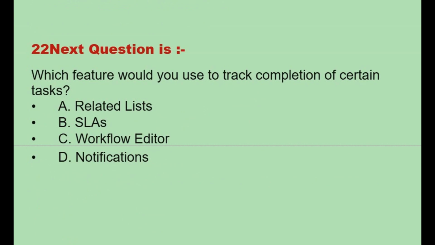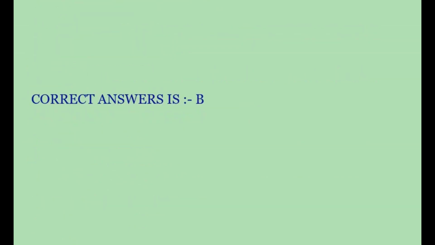Question is, which feature would you use to track completion of certain tasks? Option A, related lists. Option B, SLAs. Option C, workflow editor. Option D, notifications. Correct answer is option B.